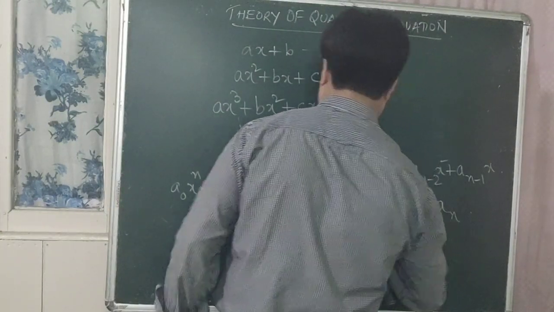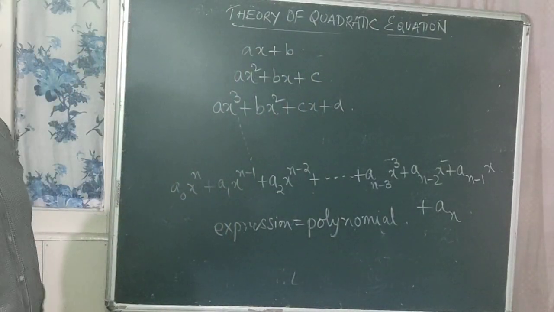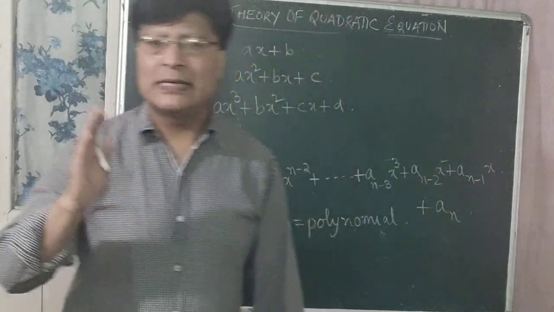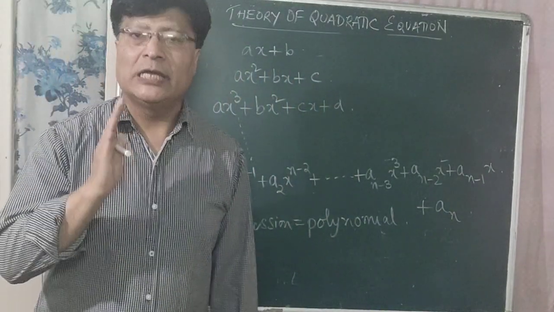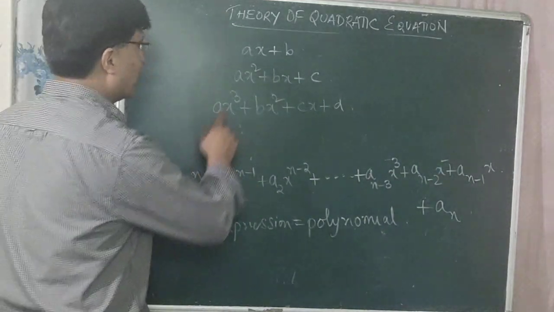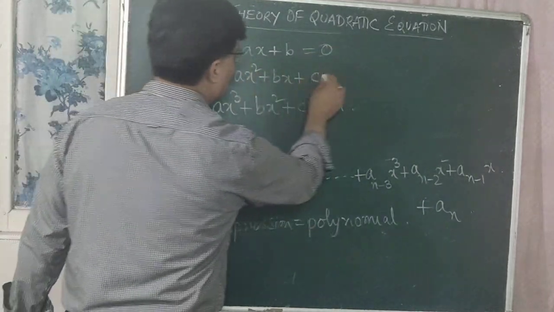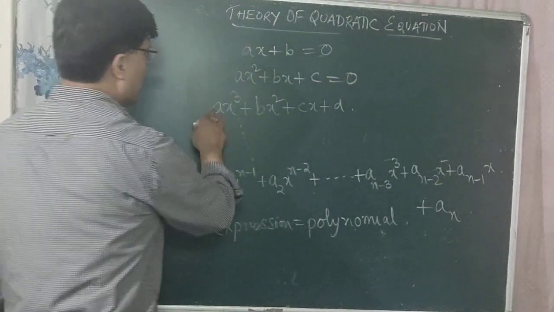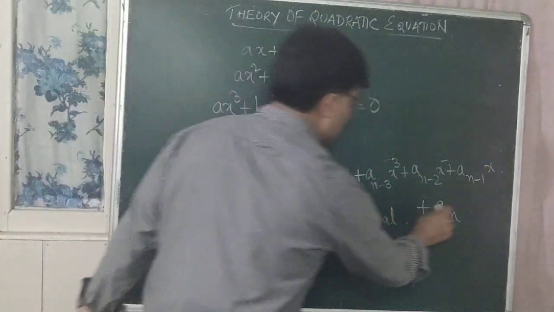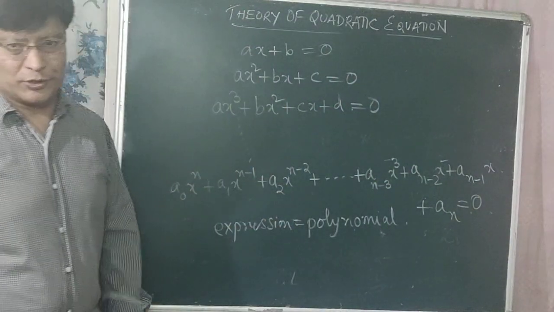So now let us do equation. What do you mean by equation? An equation can be written as LHS is equal to RHS. That is, if you write ax plus b is equal to 0, ax square plus bx plus c is equal to 0, ax cube plus bx square plus cx plus d is equal to 0, and so on, these are all equations.